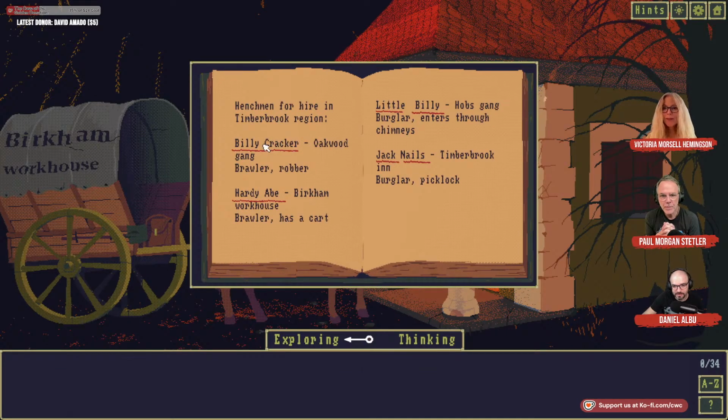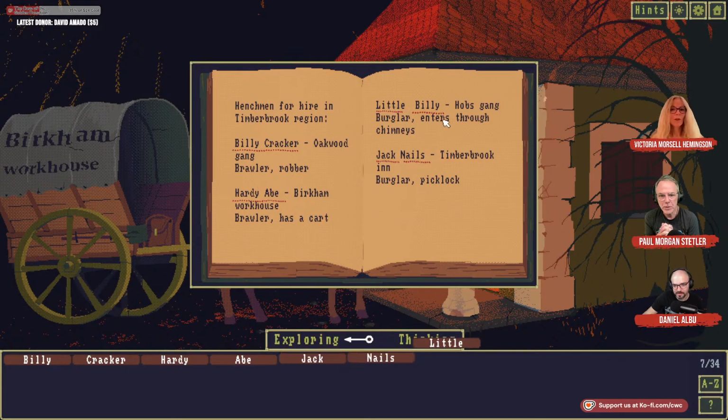Okay. Henchmen for hire in Timberbrook region. Billy Cracker, Oakwood Gang; Hardy Abe, Burkham Workhouse, brawler, has a cart; Little Billy, Hobbs Gang, burglar, enters through chimneys; Jack Nails, Timberbrook Inn, burglar, picklock. So they've all got their own little thing.